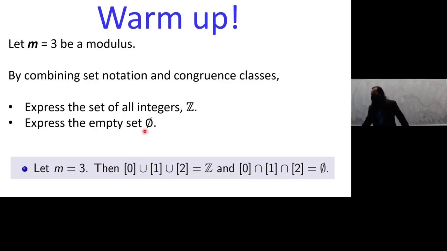Express the empty set. Well, none of these sets overlap. If you're congruent to 2 mod 3, then you're not congruent to 1 mod 3. Okay, so the intersection is the empty set. Okay, you see what I mean? That was an easy one.